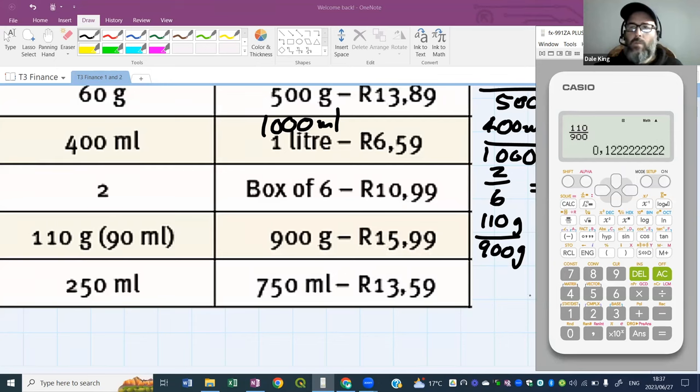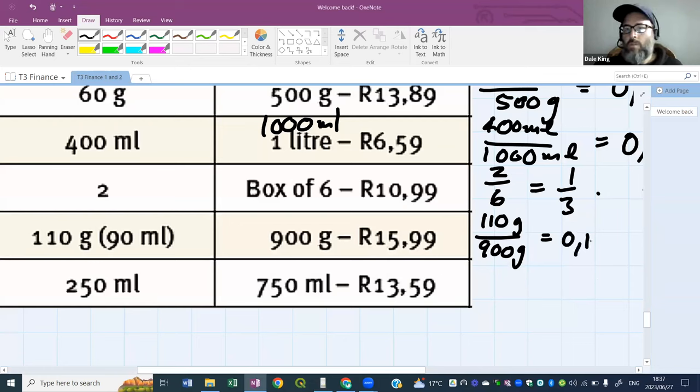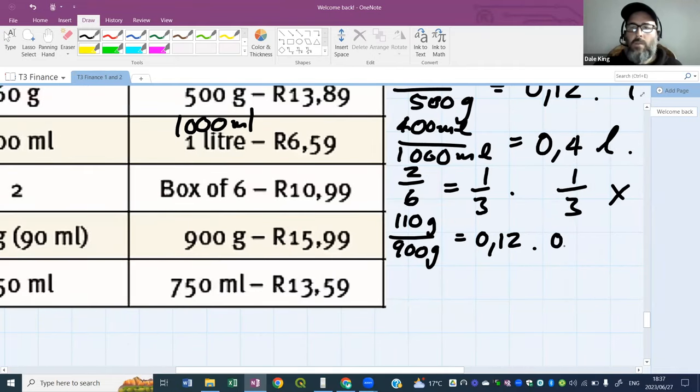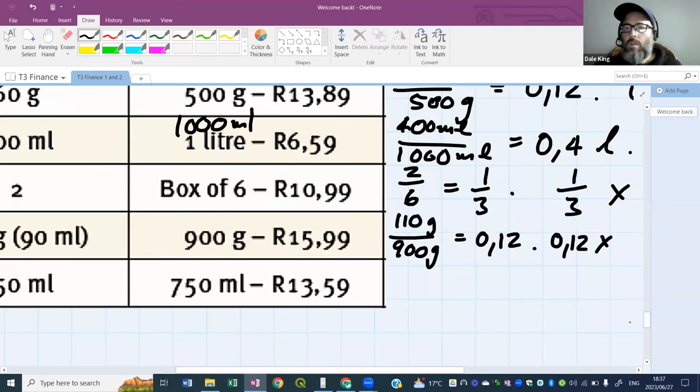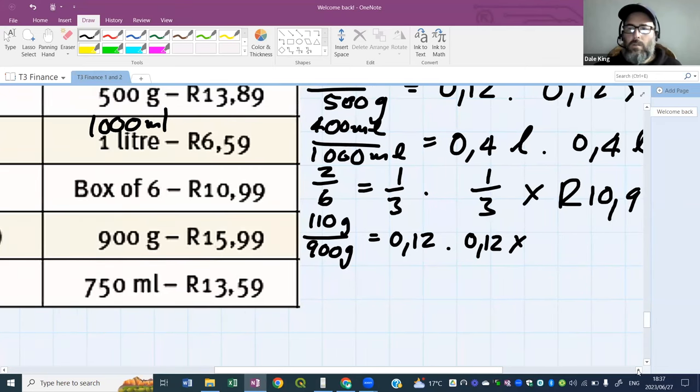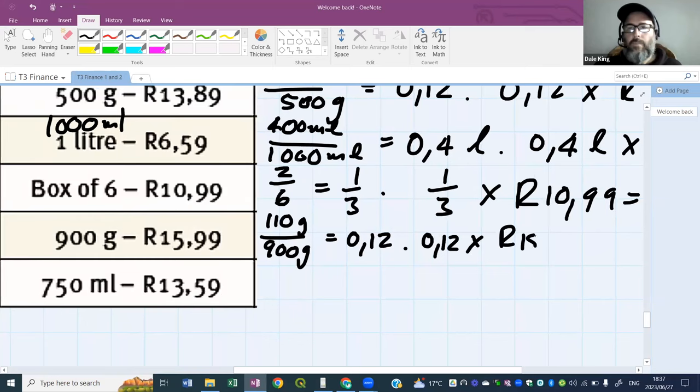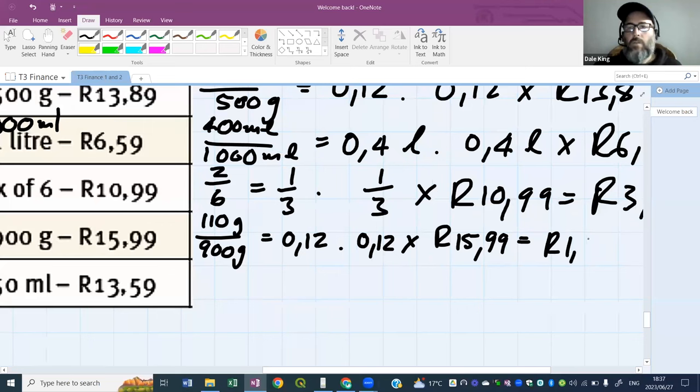That gives us 0.122. So I'm going to say 0.12. Then I'm going to multiply 0.12 by the 15.99. So 0.12 times 15.99 is 1.9188. The second decimal 1, I'm going to change to a 2, so 1.92. All right, are you guys also getting that? Excellent.